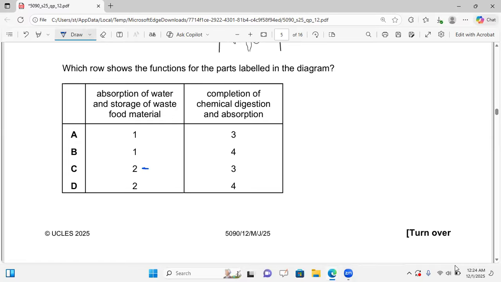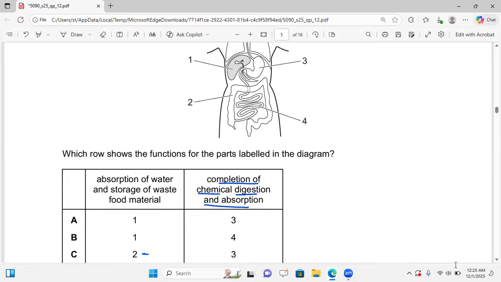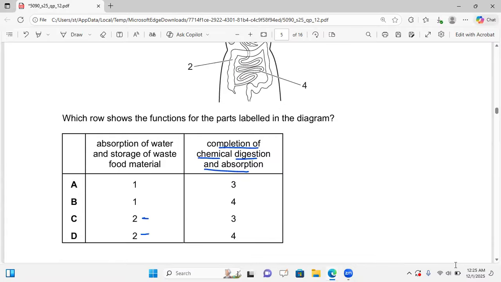So the right answer can be this one or this one: completion of chemical digestion and absorption. If I go towards it, I am saying absorption and digestion properly, so we can say it is related to 4. The small intestine is used for chemical digestion and absorption. Chemical digestion is completed, and absorption or assimilation of food for the body is done in the small intestine. So option D will be perfect for it.